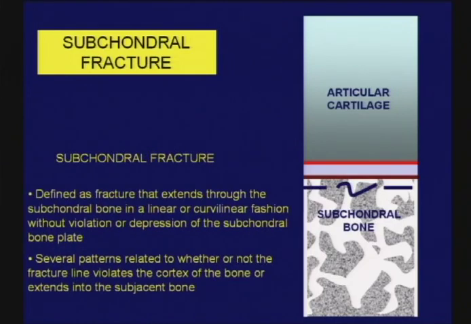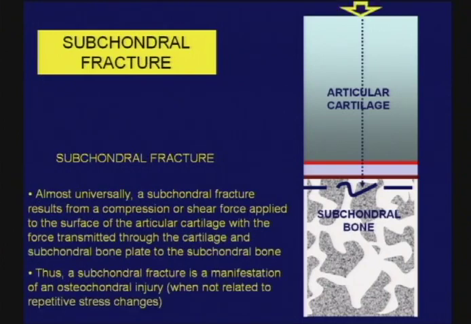We move on to a subchondral fracture. This is defined as a fracture that extends through the subchondral bone in a linear or curvilinear fashion without violation or depression of the subchondral bone plate. Several patterns exist related to whether or not the fracture line violates the cortex of the bone or extends into the subjacent bone. Subchondral fractures in long tubular bones, when located immediately below the articular cartilage, almost universally relate to a force, compression, or shear applied to the end of the bone, okay?